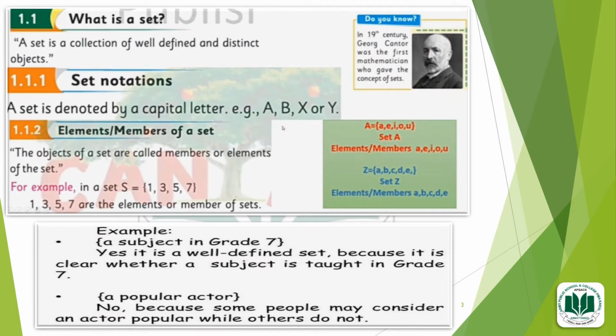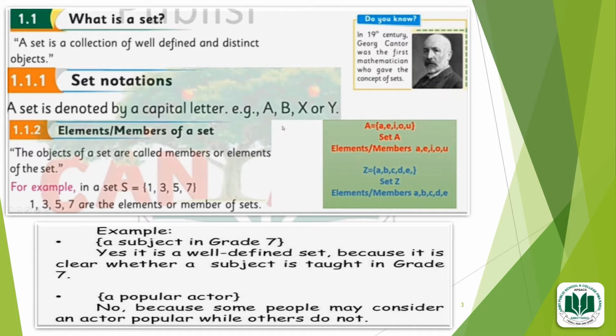Before we define a set, first of all I will tell you who gave the idea of set. In the 19th century, George Cantor was the first German mathematician who gave the concept of sets. Now I will tell you about set. A set is a collection of well-defined and distinct objects.